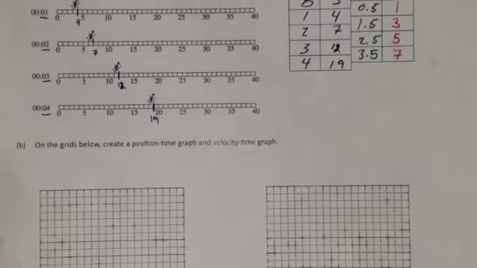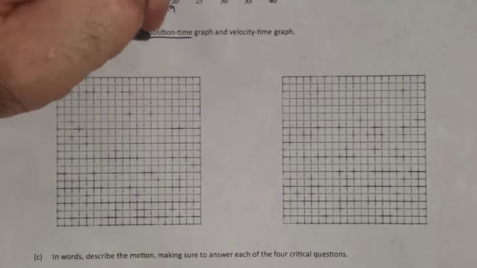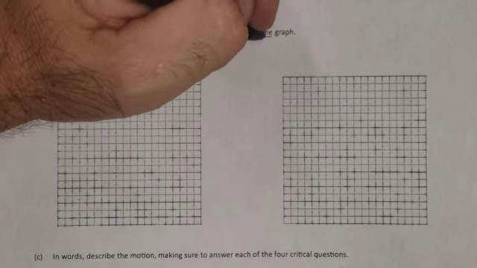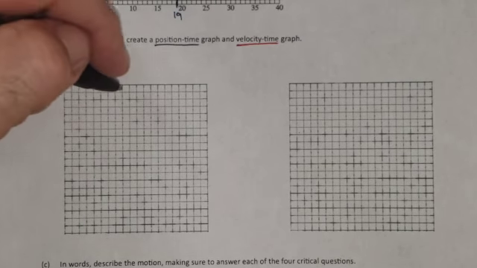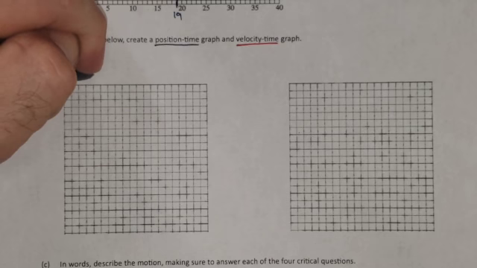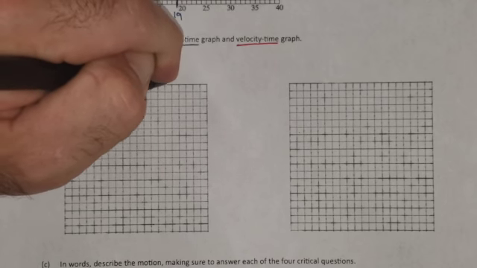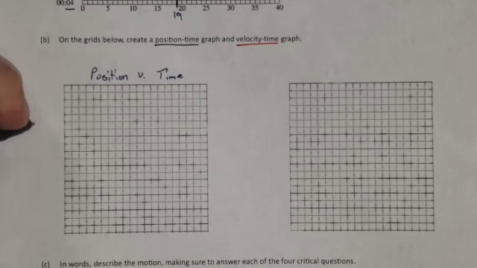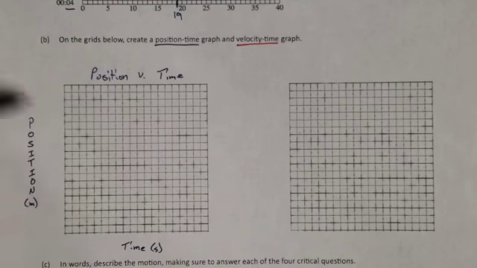So let's move down here, and we need to create both a position time graph and a velocity time graph. So we'll start with the position time graph. Once again, as with problem 55, you need to label what you're doing. So this is position versus time. Position will be here on the vertical axis. And that's measured in meters. And time, measured in seconds, is here on the horizontal.